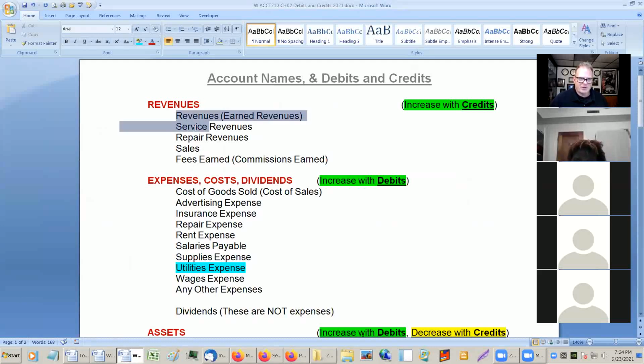Revenues can have a bunch of different names. You see revenue, obviously, service revenue, repair revenue. They might say more specifically what they are.